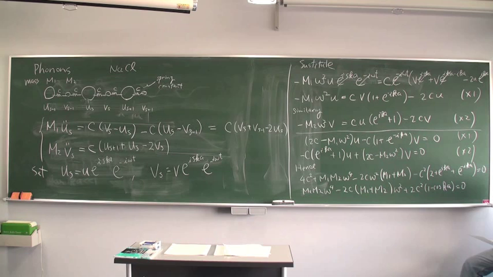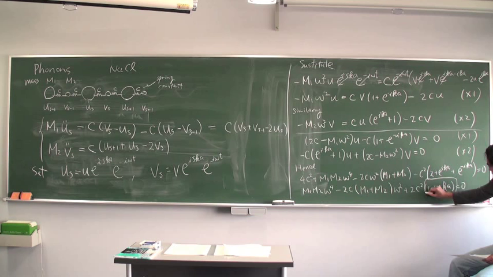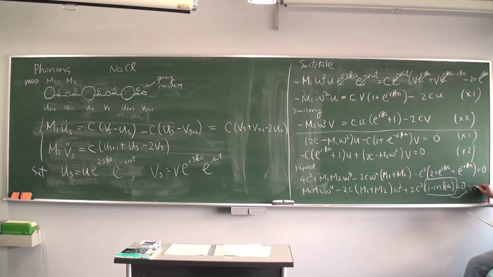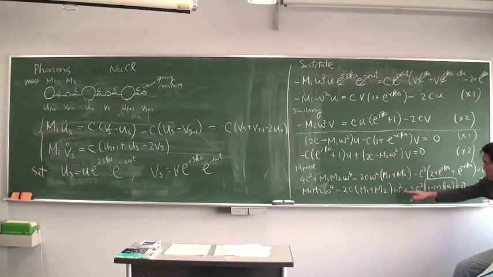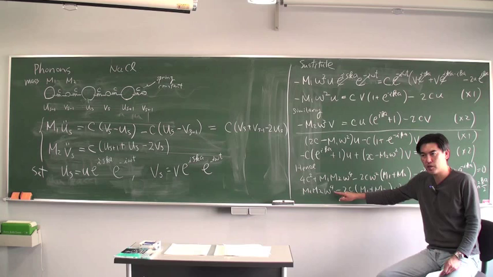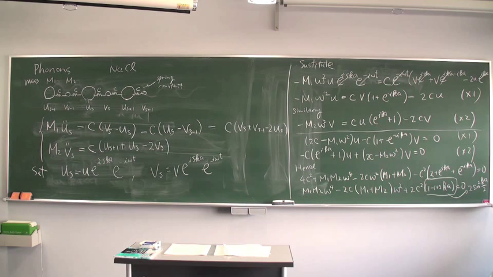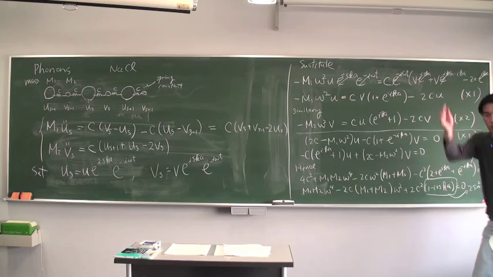And this part can be substituted with 2 sine square KA over 2. So now we have the relation between K and omega, although there are so many other parameters, m and so on. But basically, you know m1 and m2. You know c. So really, what we want to know is the relation between omega and k. The relation between omega and k is the dispersion curve, right? Omega versus k.